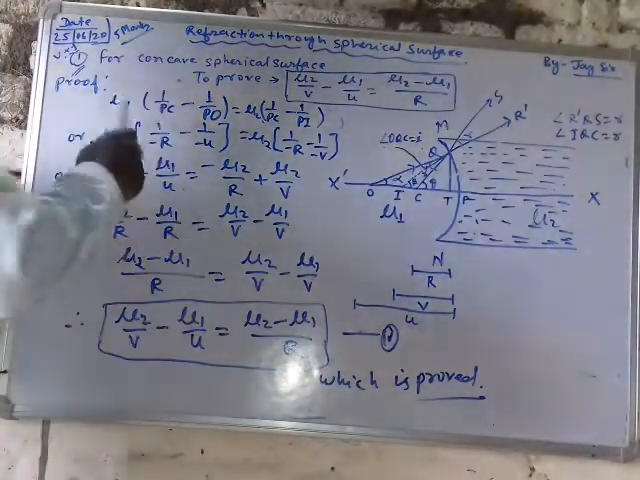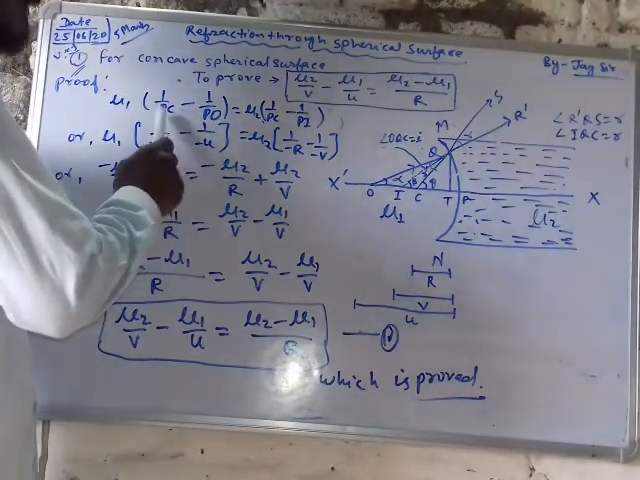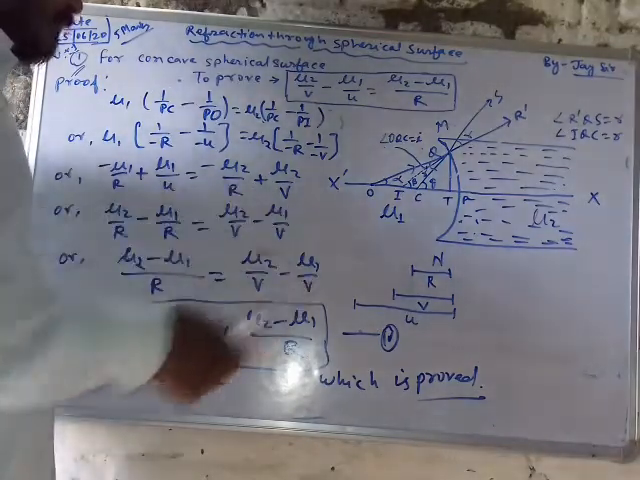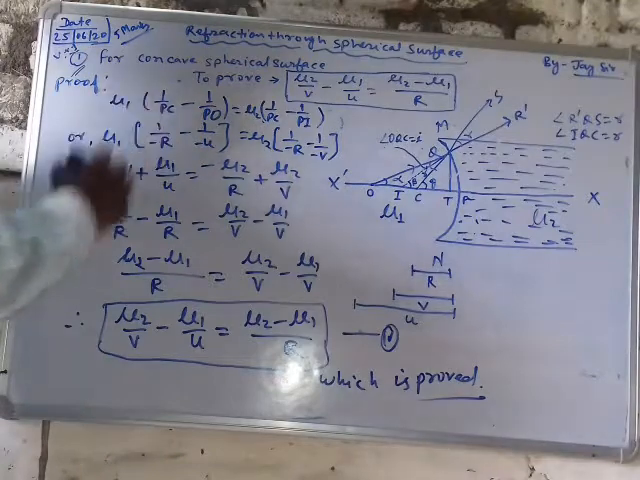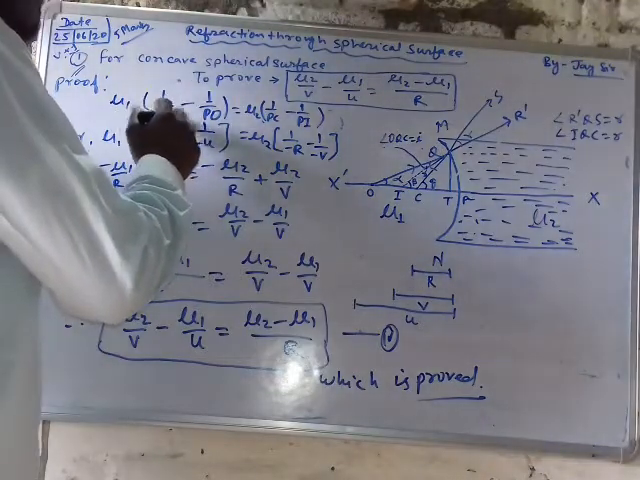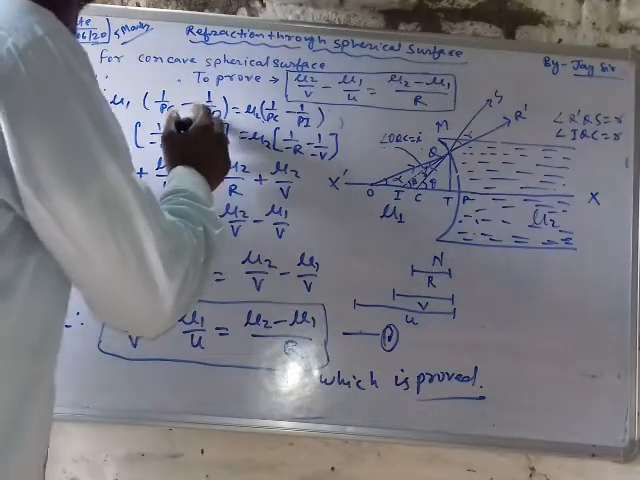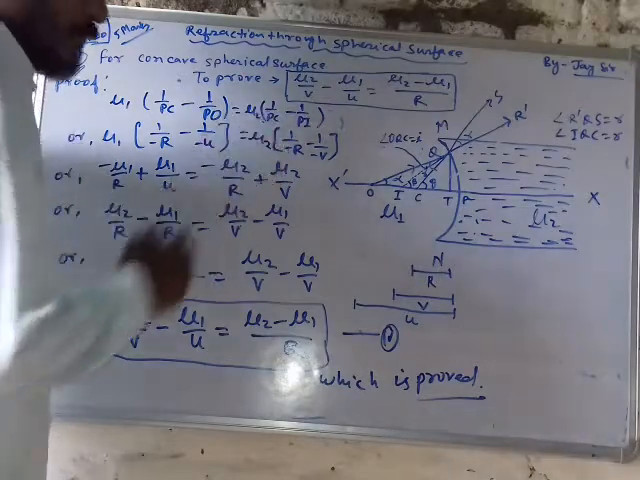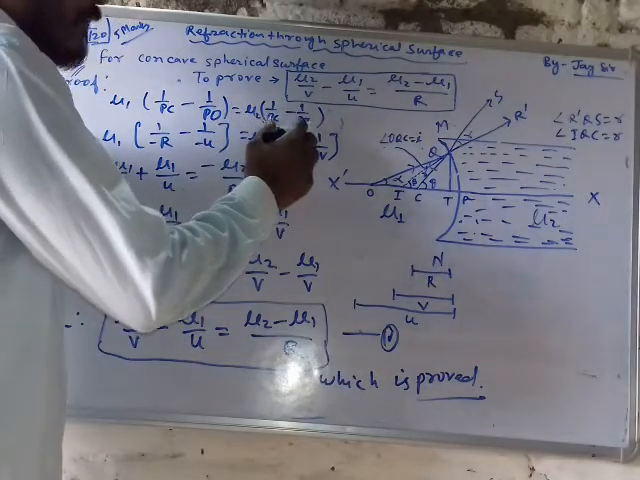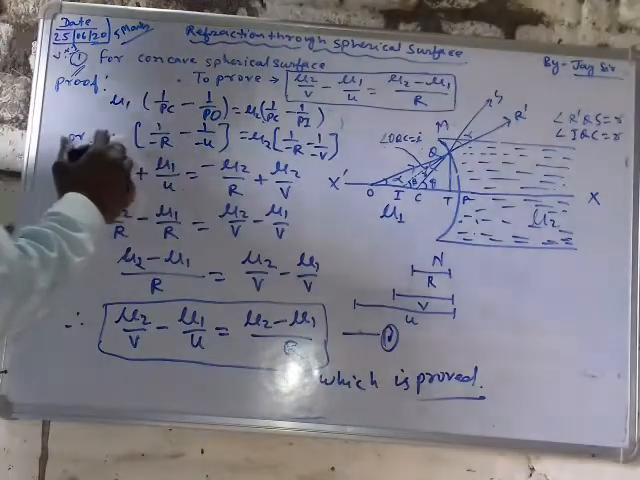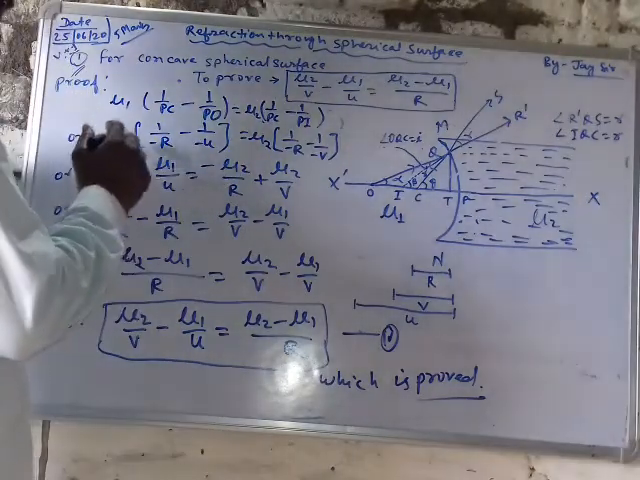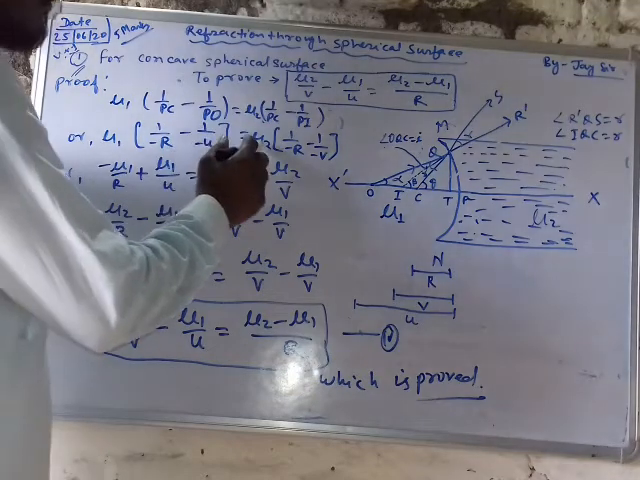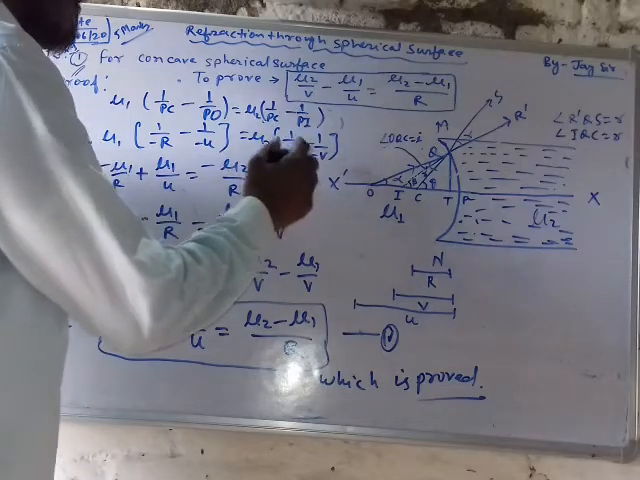So we have mu1 (1 by pc minus 1 by po) equal to mu2 (1 by pc minus 1 by pi). In the previous stage, 1 by tc becomes 1 by pc, minus 1 by to becomes 1 by po, and minus 1 by ti becomes 1 by pi. So we can write this as mu1 (1 by minus r minus 1 by minus u) equal to mu2 (1 by minus r minus 1 by minus v).